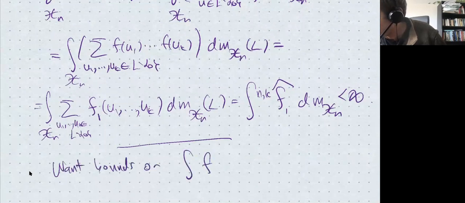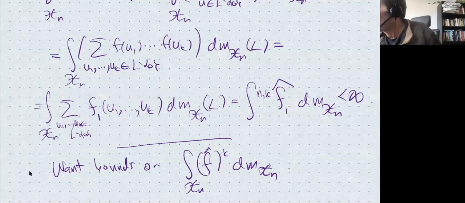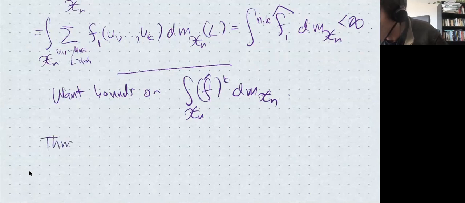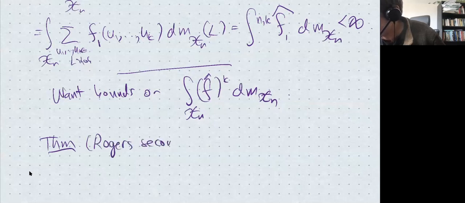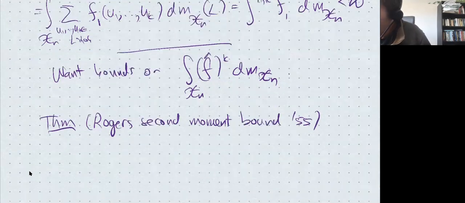But now, this proves the corollary, we want bounds on the so-called raw kth moment of f hat. Let me first discuss the case k equals 2, the second moment. This is the famous theorem of Rogers, called the Rogers second moment bound, in the same paper that I mentioned earlier from 1955. And it says the following.